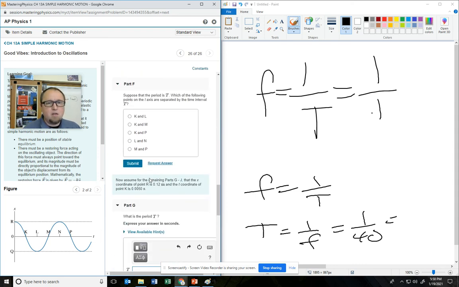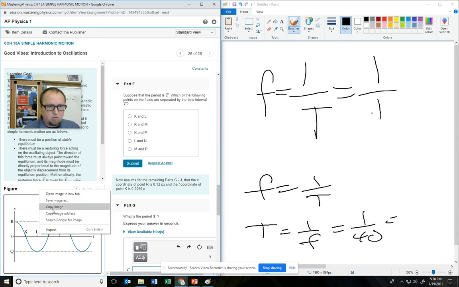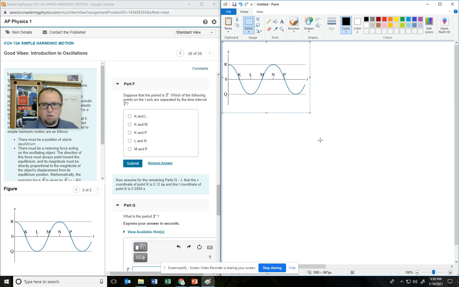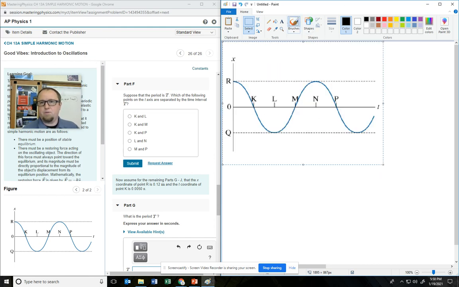Better be right. Suppose that the period is T. Which of the following points on the axis are represented by the time interval T? Now, I'm going to copy this picture over so we can write on it. Let's take this idea and run with it. So when does the period happen? Let's just try these out one at a time.